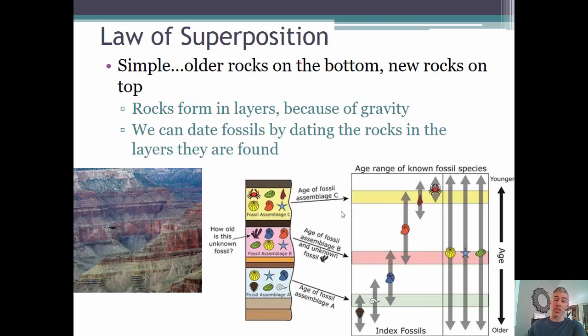The law of superposition is basically the idea, as I mentioned before, that older rocks are at the bottom, younger rocks are at the top. Now they can flip due to some geological processes, but geologists know ways of figuring that out. So once we know the date of the layer, we can figure out the date of the fossil, because the fossil was obviously formed during that layer.